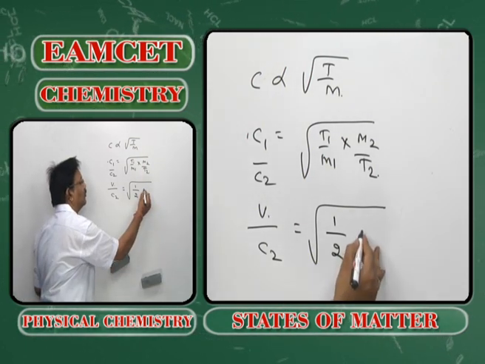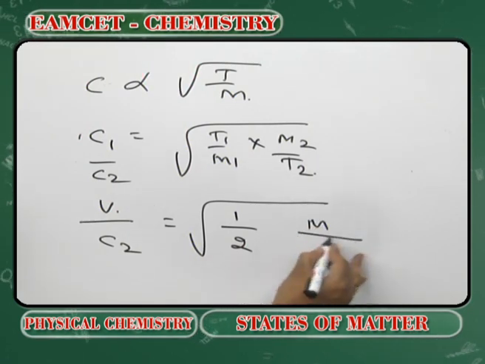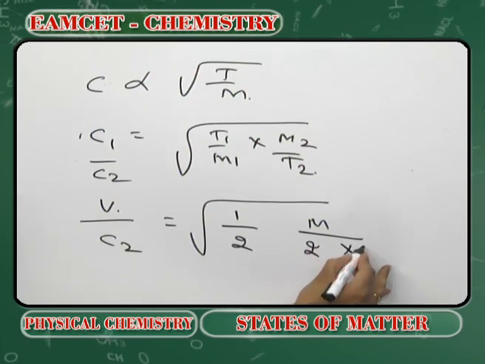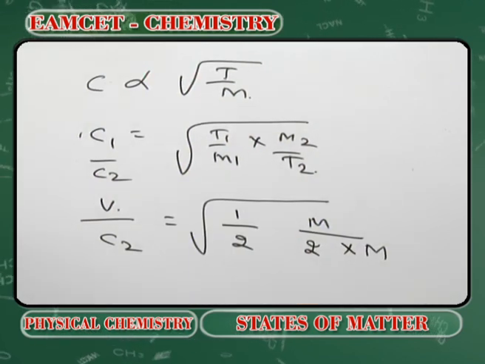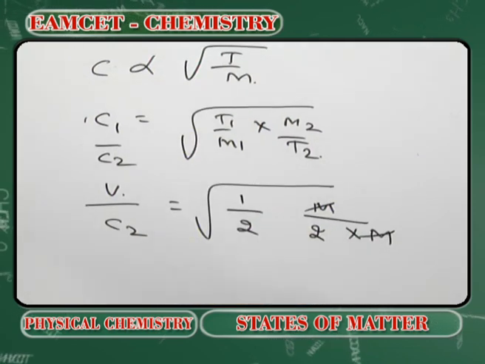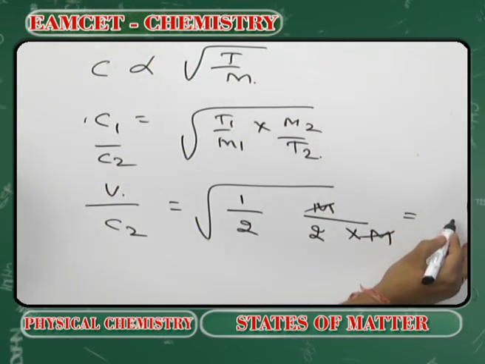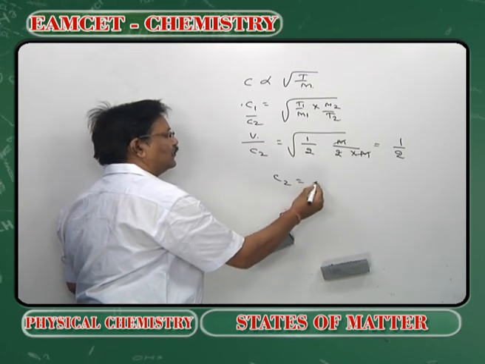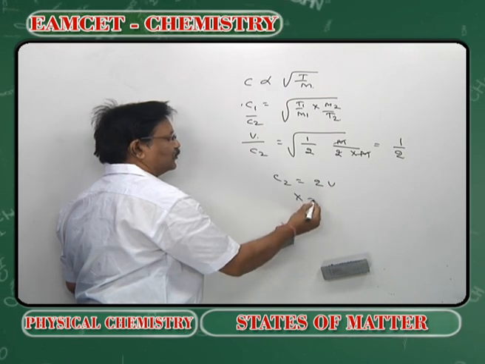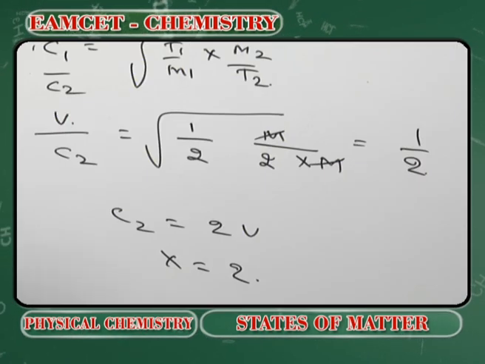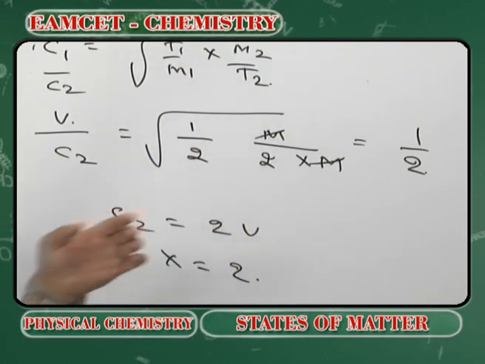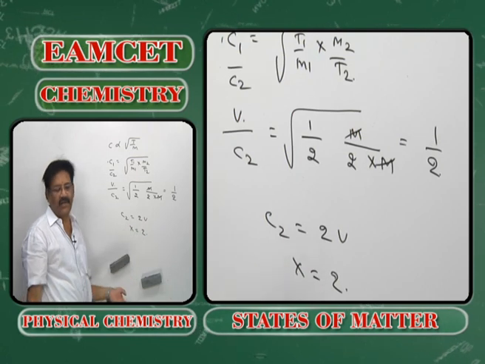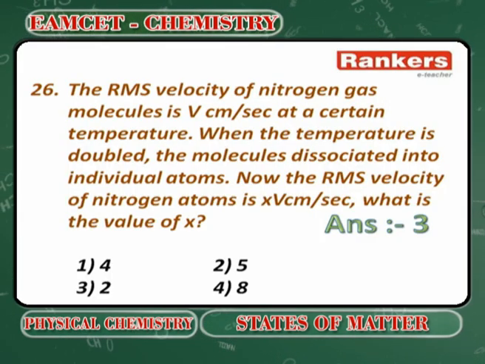M2 will be equal to m by 2, and m1 is equal to m, which cancels out. So 1 by 2. So C2 is equal to 2V, therefore x is equal to 2. What happened? Temperature got doubled and molecular mass is reduced to half. Then what will happen to the RMS velocity? It gets doubled. x is equal to 2.